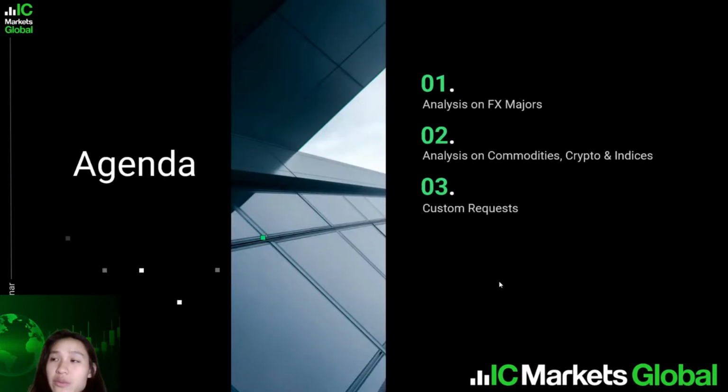Okay, so our agenda today, we're going to start off by looking at a couple of FX majors. We've got a couple of requests specifically for pound and Aussie, so we'll definitely go through those. And then we'll do our analysis on commodities, crypto, and indices. I see we have another request for gold, so we'll go through that. And then lastly, we have some custom requests. If you guys have any requests that are not in any of these categories, feel free to let me know in the chat as well.